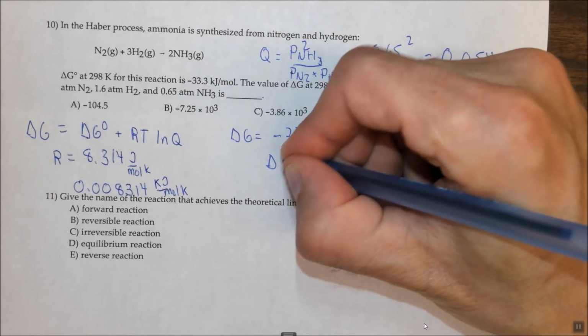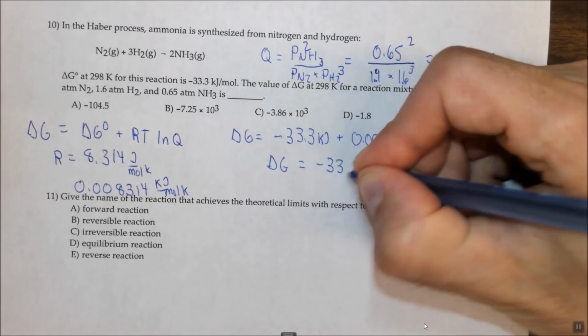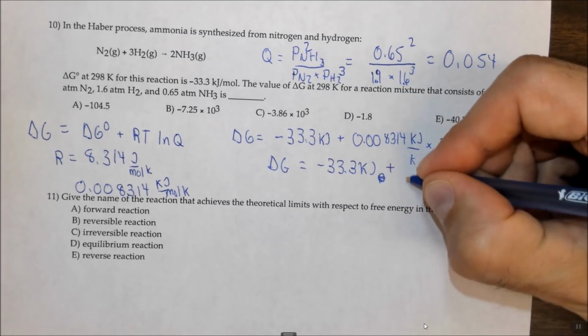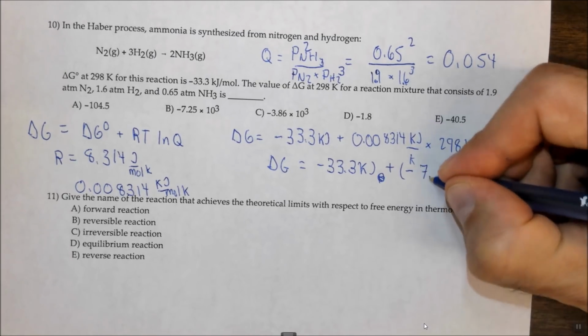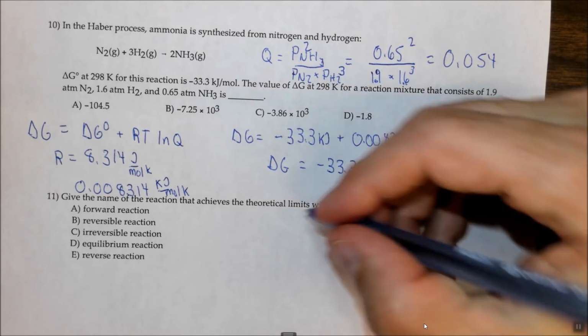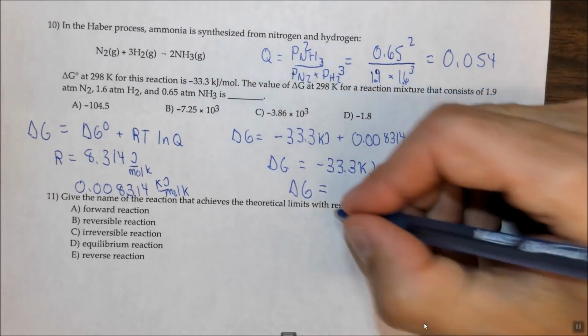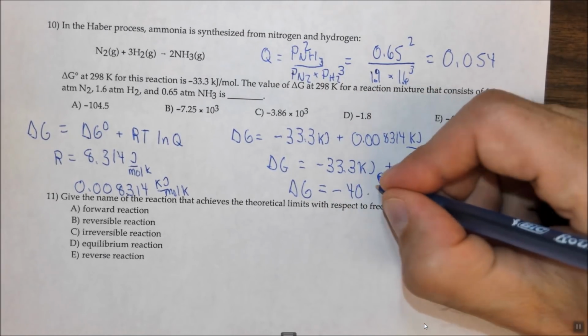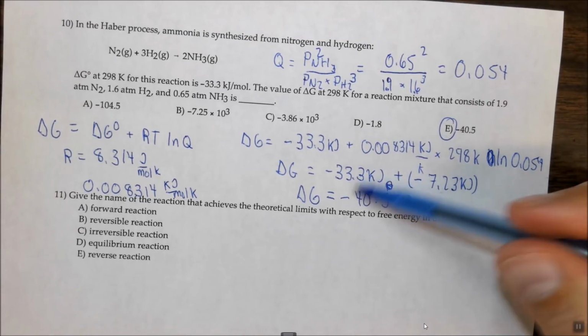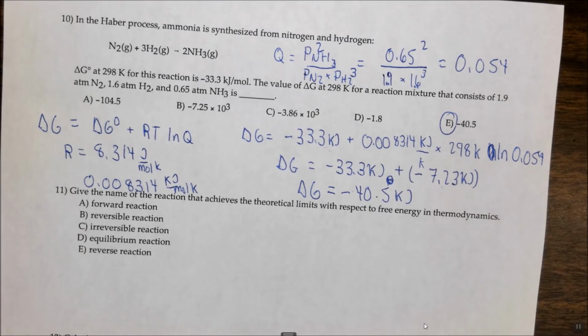What we find is delta G equals minus 33.3 kilojoules plus negative 7.23 kilojoules, which is what you get when you multiply this times the ln of this. Then we get delta G equals negative 40.5 kilojoules, which is choice letter E. And if you had this as per mole here and per mole here, that's totally fine if you wanted to do it kilojoules per mole instead of just kilojoules. So this is how we would solve question number 10.